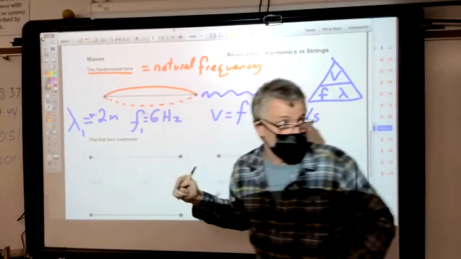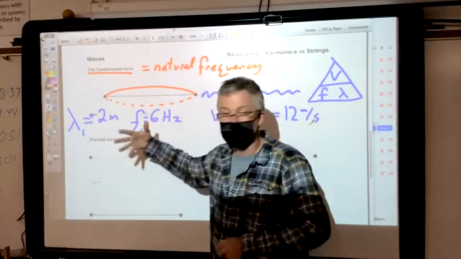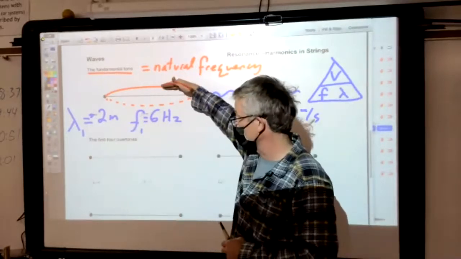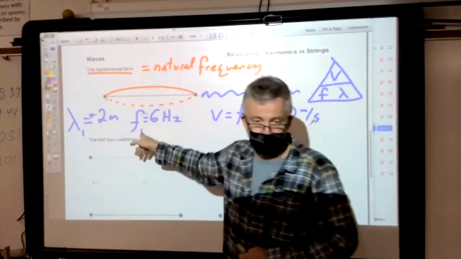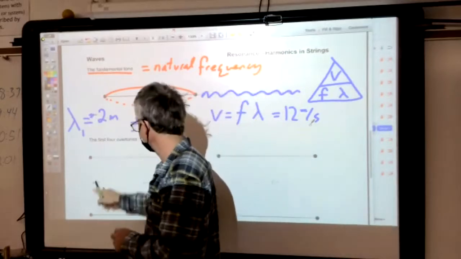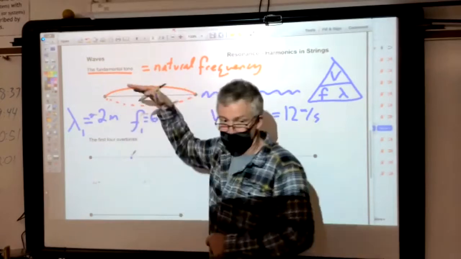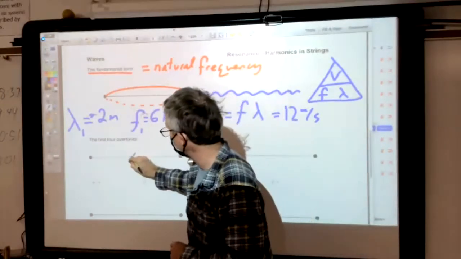Okay, then we're going to draw the first 4 overtones. The first overtone is the second harmonic. So we have a fundamental tone, harmonic number 1. The next one is harmonic number 2. So lambda 2 and F2. Instead of the single bump that goes back and forth, you're going to have that node in the middle.